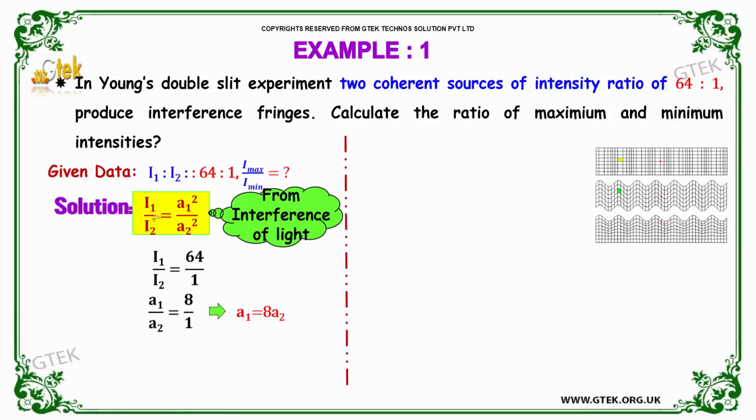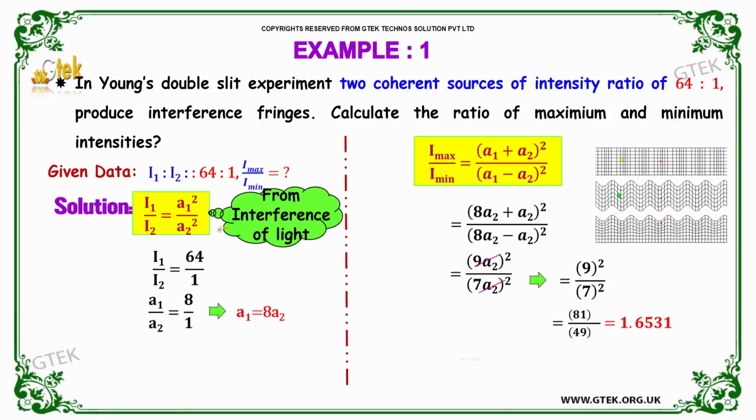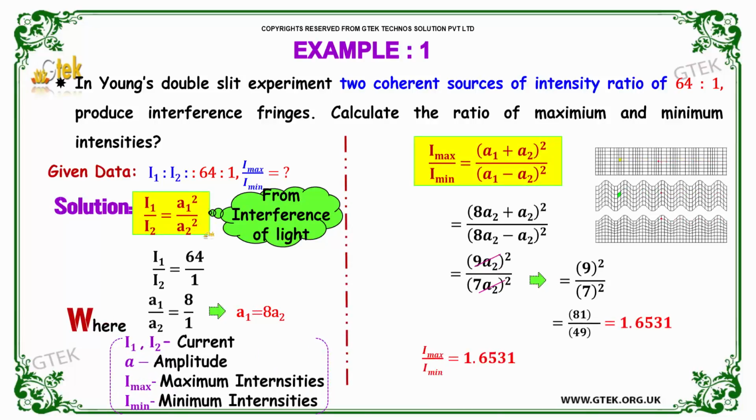The solution is I1 divided by I2 is equal to A1 square divided by A2 square. So I1 divided by I2 is equal to 64 divided by 1. That's A1 by A2 is equal to 8 divided by 1. You get A1 is equal to 8 into A2. I max divided by I min is equal to (A1 plus A2) whole square divided by (A1 minus A2) whole square.